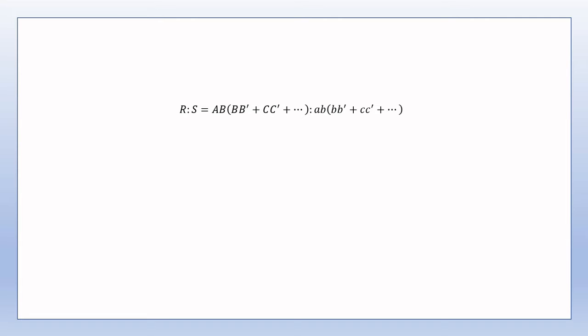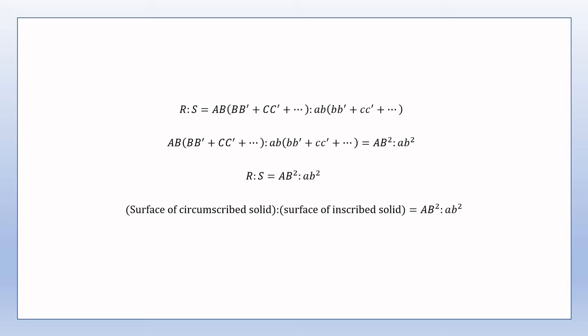Moreover, by Euclid 6.20, similar polygons are to one another as the duplicate ratio of that which the corresponding side has to the corresponding side. Since therefore uppercase AB and lowercase ab are corresponding sides, then uppercase AB times (BB' plus CC' and so on) to lowercase ab times (bb' plus cc' and so on) is equal to uppercase AB squared to lowercase ab squared. And so by Euclid 5.11 we have that R to S is equal to uppercase AB squared to lowercase ab squared. And therefore the surface of the circumscribed solid to the surface of the inscribed solid is equal to uppercase AB squared to lowercase ab squared, as required.